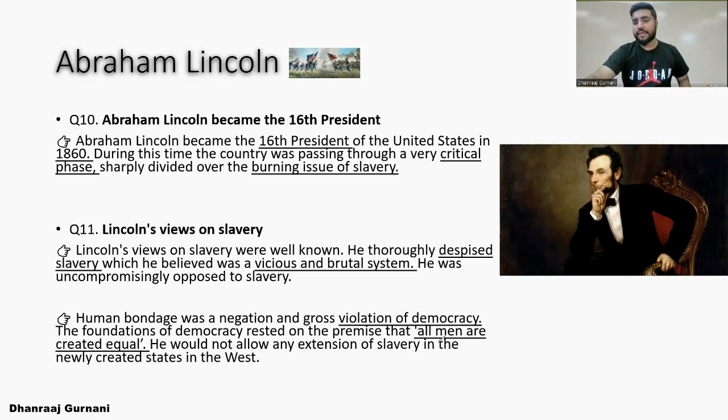Second point, keywords. He said slavery, that is human bondage, is a violation of democracy. He believed in democracy. He said the foundation of democracy was that all men are equal. And hence he said that in the newly created states of the West, that is America, there would be no extension of slavery.